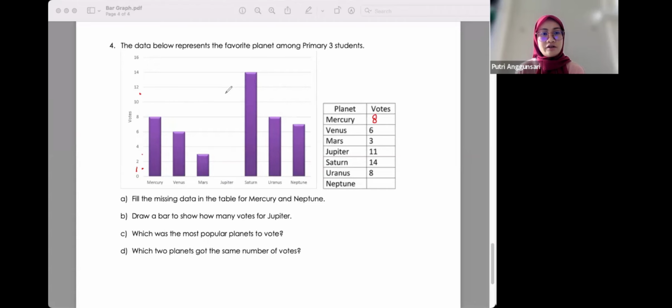So over here, we just draw a bar graph. Jupiter stands for 11 votes. Next, we have Neptune. Neptune is in the middle between 6 and 8. So it means that it is 7.